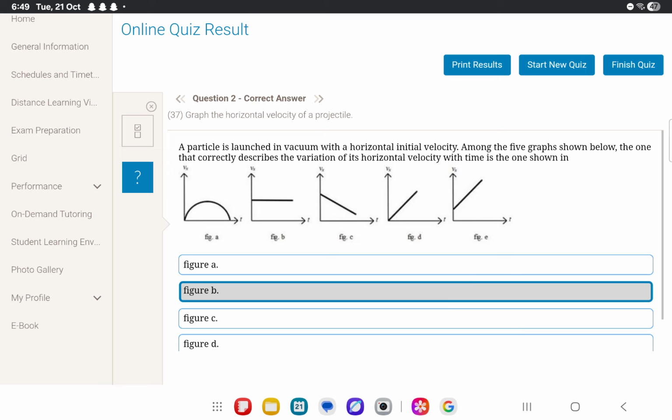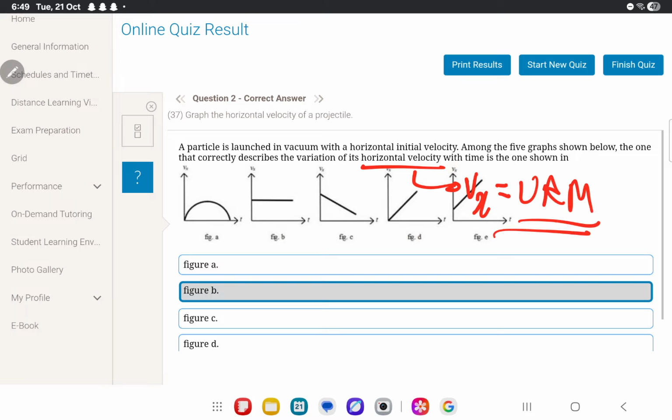Okay, question 2 is also very, very easy. They want you, this is all blah, blah, blah. All they're asking is to describe the variation of horizontal velocity. Horizontal velocity, what is it? We're moving horizontally, that means x, v of x. This is UARM, right? UARM means constant velocity, right? So the velocity will stay at a constant value, which is the only graph that shows us this.